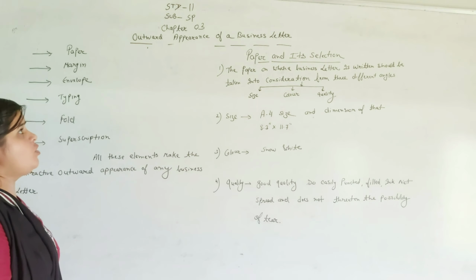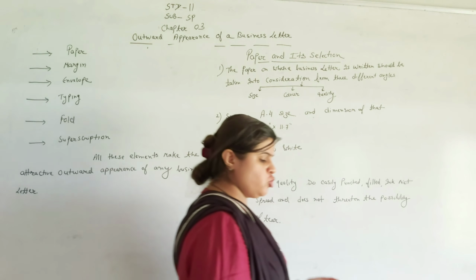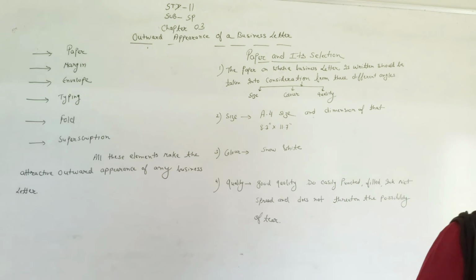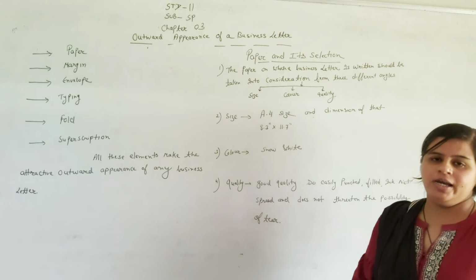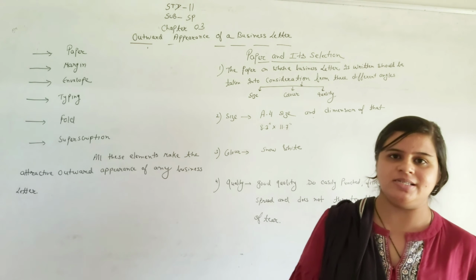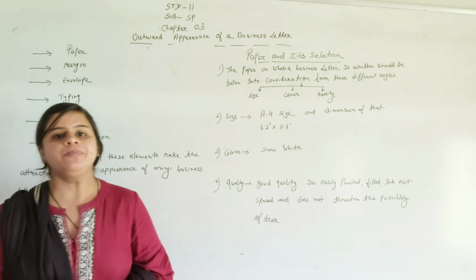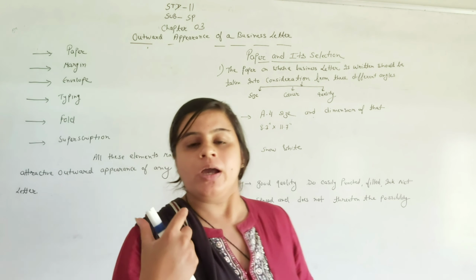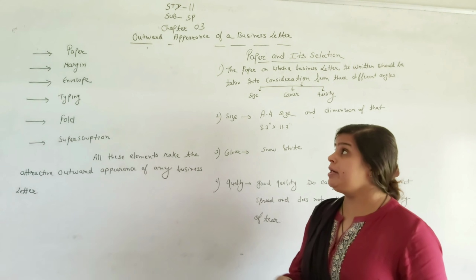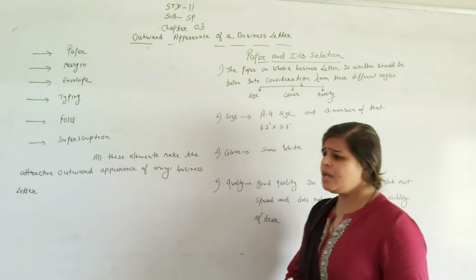Today's subject is SP and the chapter number 3. We have completed two chapters: chapter number 1 regarding communication, and chapter number 2, effective letter writing and its various styles. We also included the part of exercise in our videos. Now today's topic, chapter number 3, the outward appearance of a business letter.